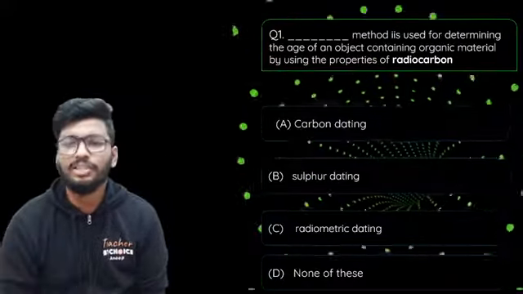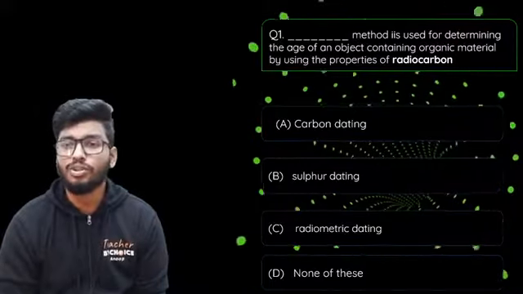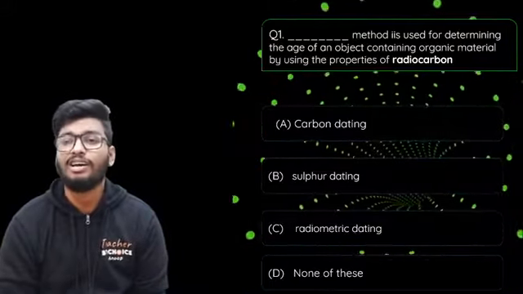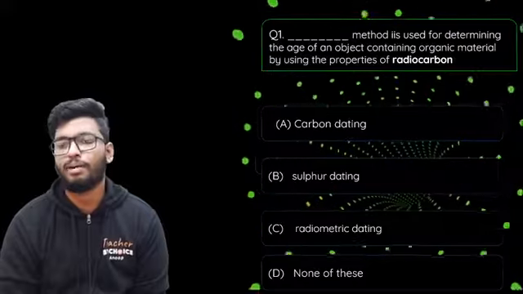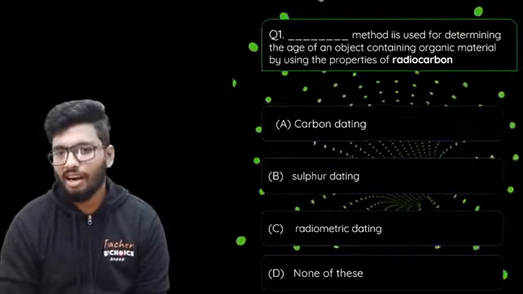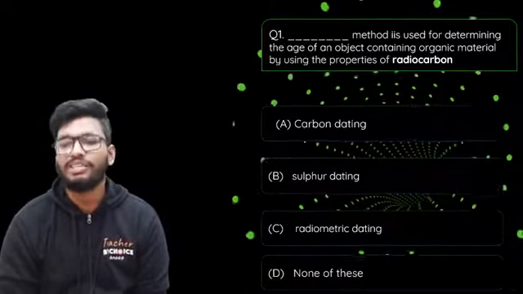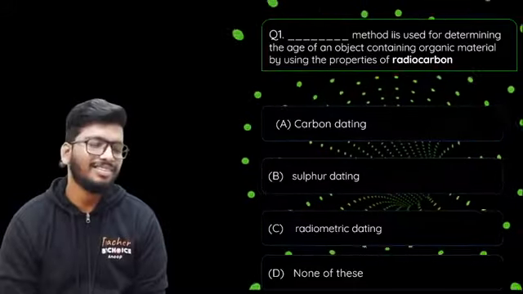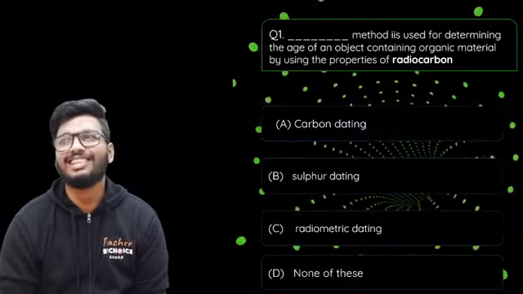So that's it, people. Let's solve some questions. We have a couple of questions. Let's solve that, and let's see if you guys have understood the concepts or not. Here's the first question. Dash method is used to determine the age of an object containing organic material by using the properties of radiocarbon. Options: carbon dating, sulfur dating, radiometric dating, or none of the above. This is such an easy question.